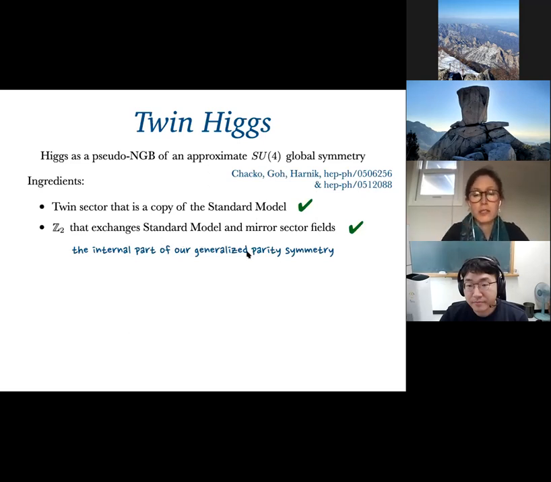As a consequence of that C2 symmetry, it imposes that all the couplings in the two sectors are equal. This is obviously also present in the parity symmetric models that we are discussing. It precisely corresponds to the internal part of our generalized parity symmetry.